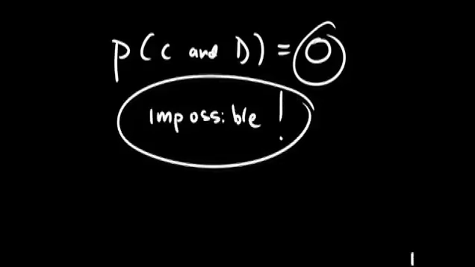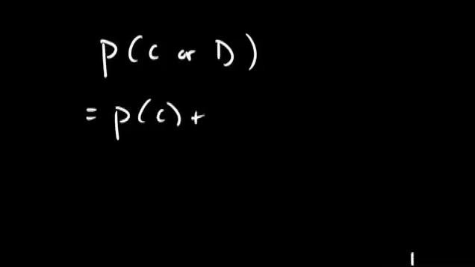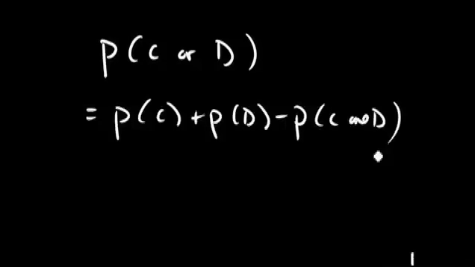However, if the question is, what's the probability of selecting a club or a diamond? We simply use the addition rule. The probability of selecting a club plus the probability of selecting a diamond minus the probability of selecting both a club and diamond at the same time.